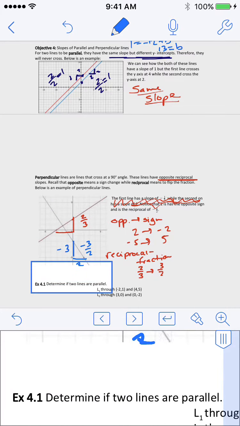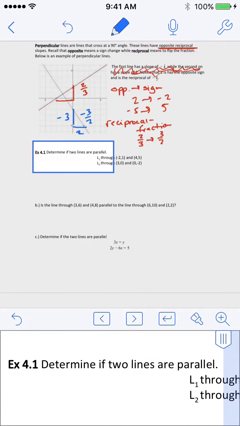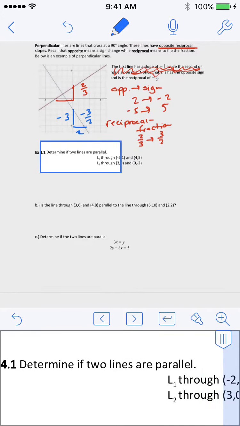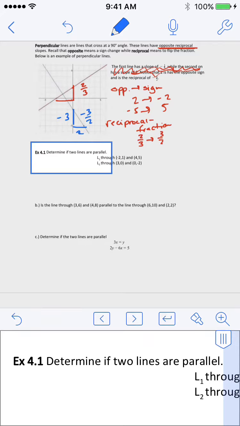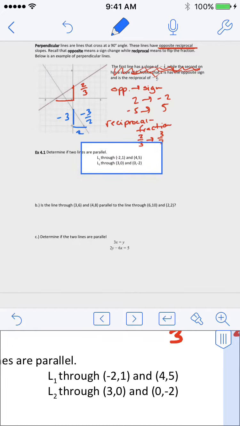Okay, moving right along. Let's see if we can take these ideas and double check if lines are actually parallel or perpendicular. So example 4.1. Determine if these two lines are parallel. Now this may look a little strange, but it's basically how we're going to define the two lines. So we've got line 1 going through these 2 points, (-2, 1) and (4, 5). We've got line 2 going through (3, 0) and (0, -2). So in the second line they gave us the y-intercept and the x-intercept, which is very nice of them. But how can we use these points to determine if they're parallel?